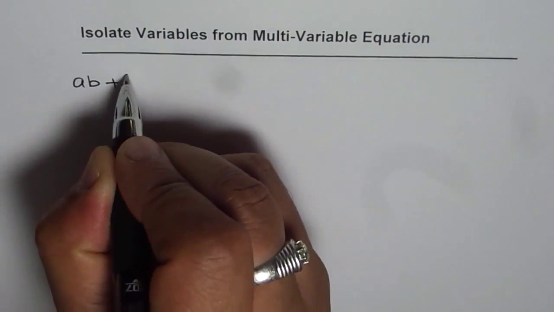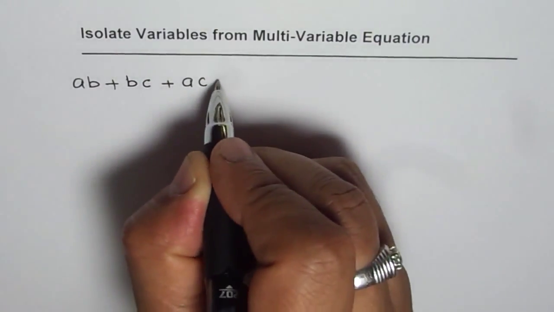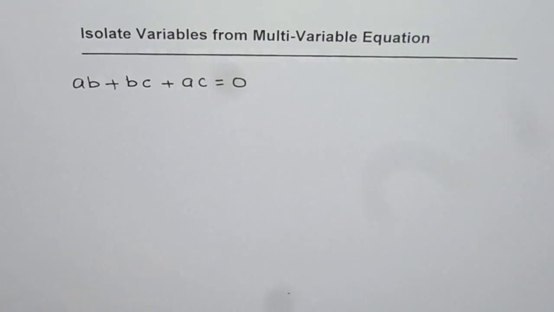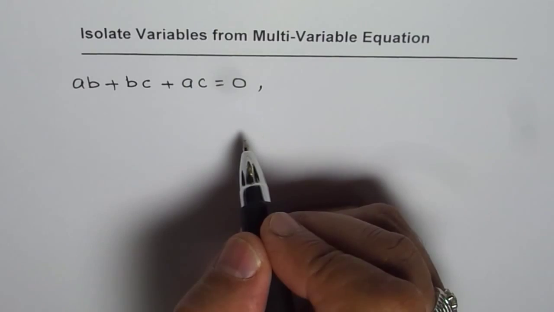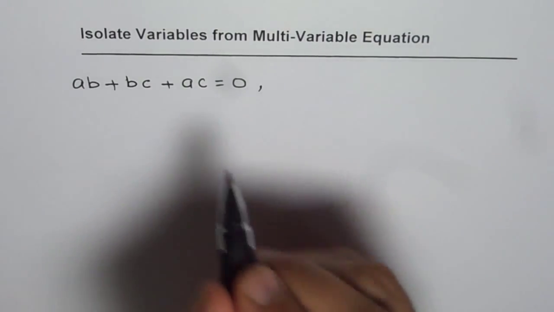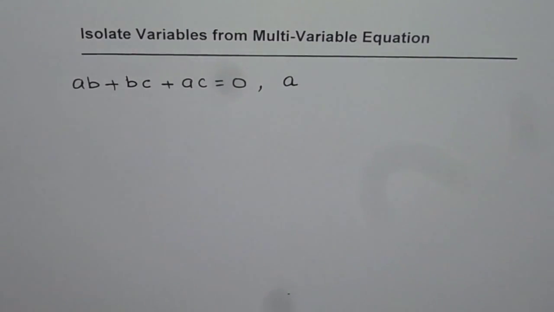AB plus BC plus AC equals to 0. Let us say this is our equation, and from this equation we need to isolate what is A. So we need to isolate A from this equation. How can we do it?